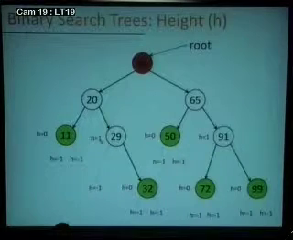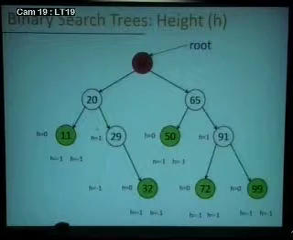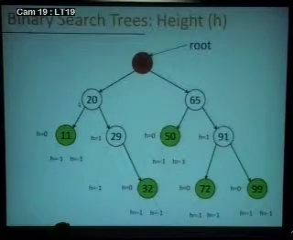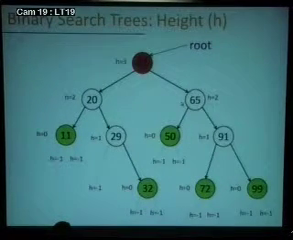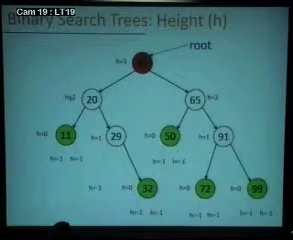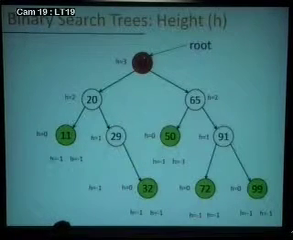20: I have 0 and 1. The maximum is 1, right? So 1 plus 1, 20 will be 2. Same thing here: 0, 1. This will be 2. So we have 2, 2. And then finally the root is the maximum of 2 and 2, which is 2, plus 1 is 3.